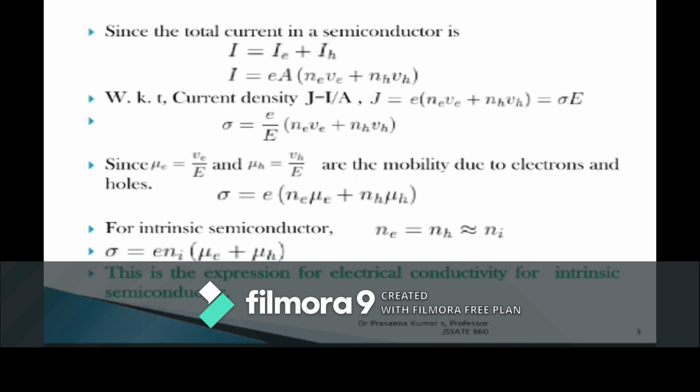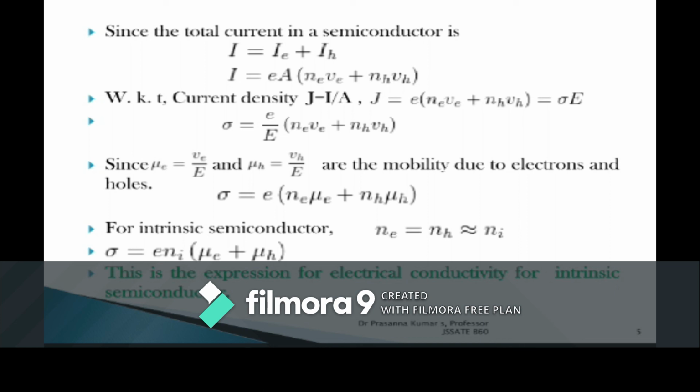Now one more notation is introduced, that is mu, mu subscript e and mu subscript h. This mu_e and mu_h represent the mobility of the electrons and holes. Now you substitute v_e/E as mu_e and v_h/E as mu_h into the above expression, and you will get sigma = e (n_e mu_e + n_h mu_h). So this is the expression for electrical conductivity considering both the holes and the electrons, and this is a general expression.